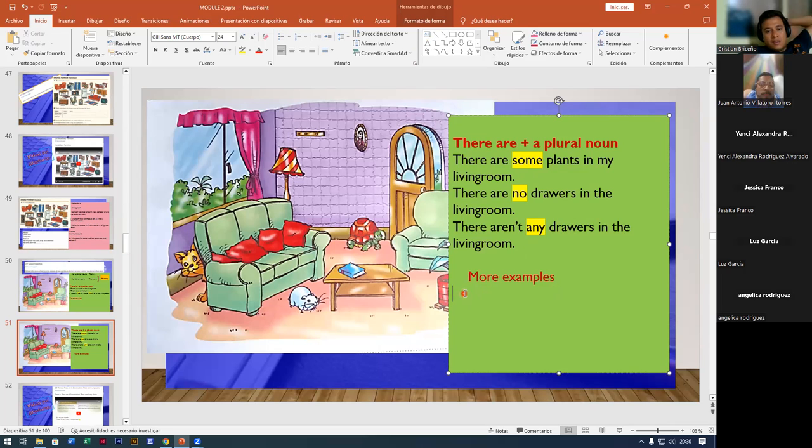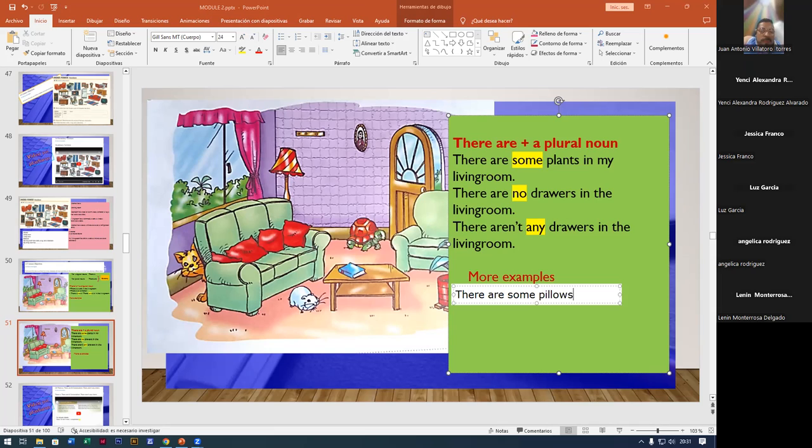I'm here. There are some... Oh, I don't know. It can be some... How do you say cojines? Ah, pillows. There are some pillows in the... on the sofa. Excellent. Sobre superficie, on, right? Or in the living room, which is like the area. That's good. Good one. There are some pillows on the sofa or in the living room, right?